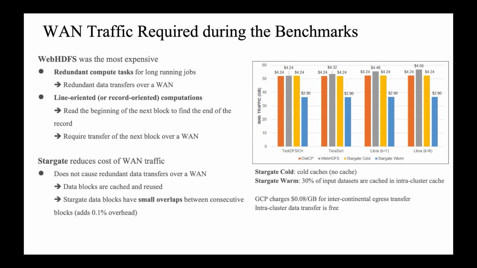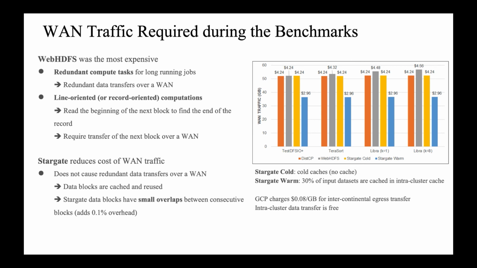Also, line-oriented computations read the beginning of the next blocks, so this caused more data transfer than Stargate. Stargate avoids this by having small overlaps between consecutive blocks. So Stargate doesn't need to read the next blocks. This technique is described in the paper in more detail.